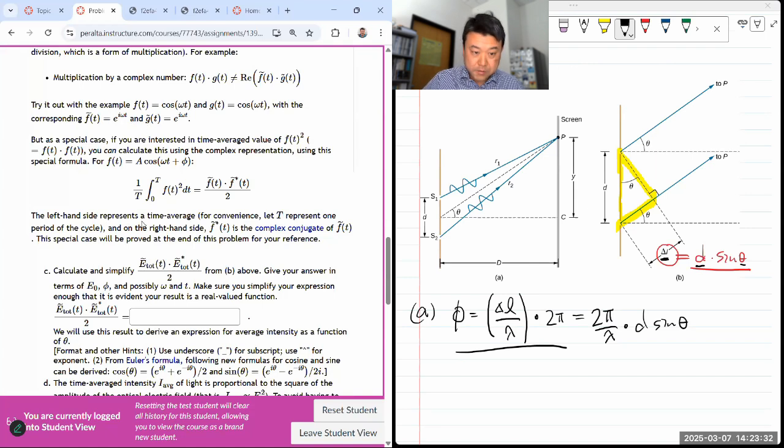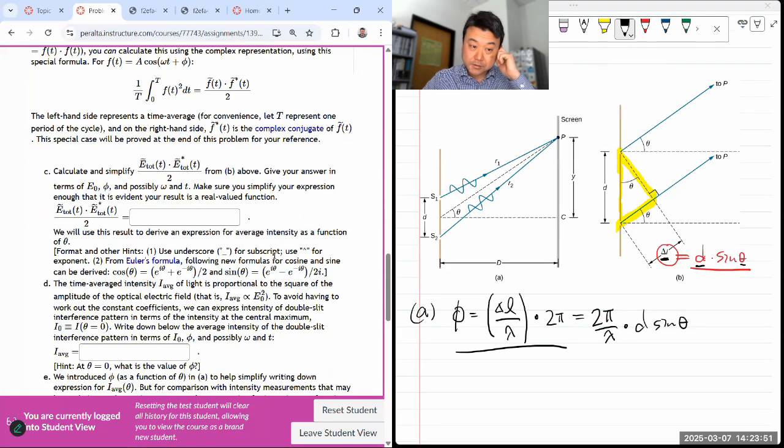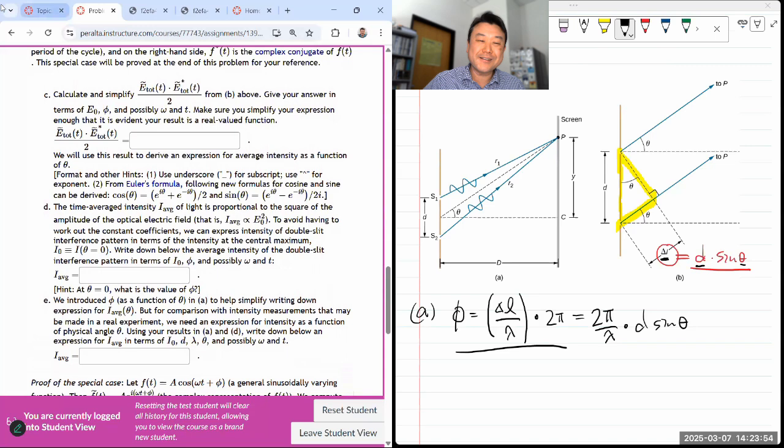The left-hand side represents a time average. For convenience, let T represent one period of the cycle. And on the right-hand side, the f conjugate of t is the complex conjugate of f, the complex version of t. This special case will be proved at the end of this problem for your reference. Oh, well, did I actually do that? We'll see. Calculate and simplify all this. Okay, I guess I can do that.